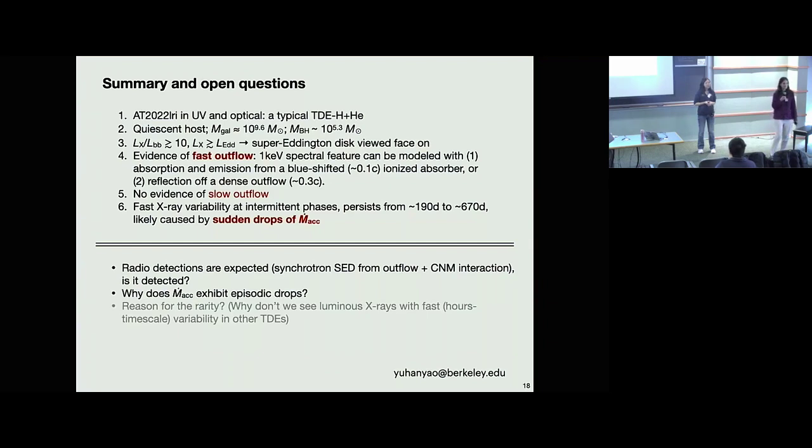You think there's not enough stars to feed super Eddington accretion for such a long time? Yeah, for such a long time. I'm not sure. The super Eddington accretion rate is like 10 to the minus 1 solar mass per year, 10 to the minus 2 for a 10 to the 6 solar mass black hole. So for one single TDE, you only need 1 star. I don't know what the problem is.